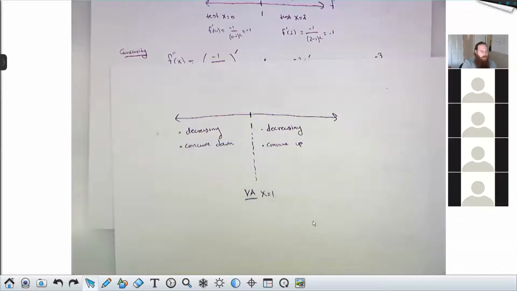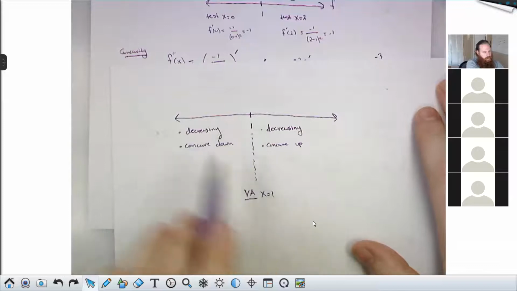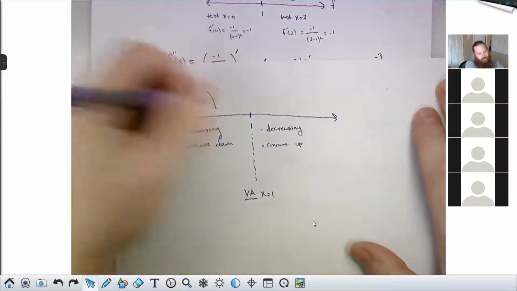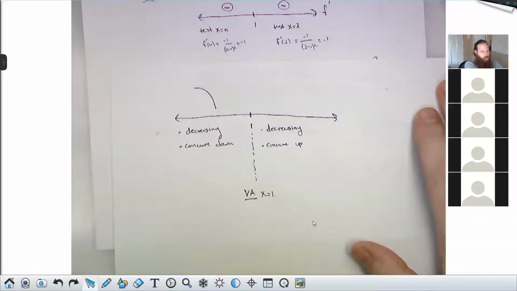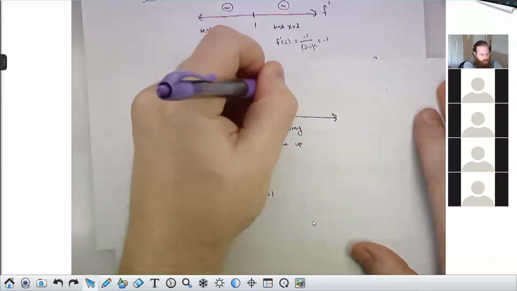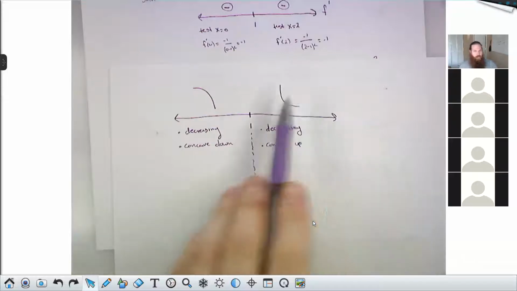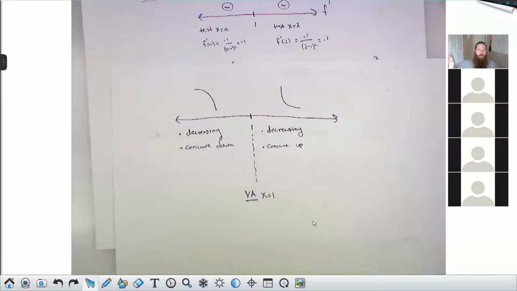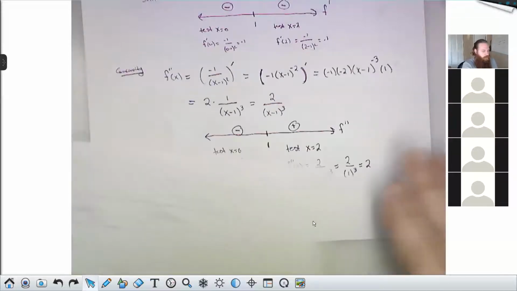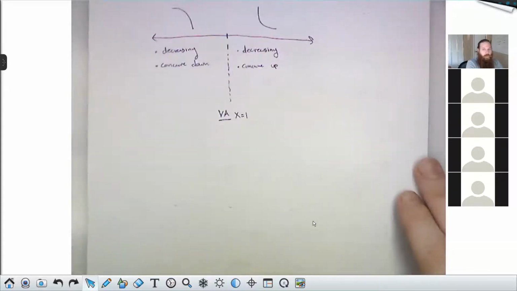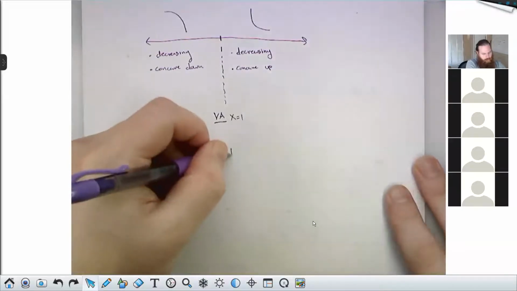The function is undefined. So everywhere to the left of that VA, we're decreasing, concave down. That looks like this. And everywhere to the right of that VA, we're decreasing, concave up. That looks like this. Now, I think I get what you're asking, Sophia. The idea being, oh, well, if I have the shape here, shouldn't that kind of tell me whether we're pointing up or down? Shouldn't that give me the end behavior? And the answer is, for a polynomial, sure. But for a more complicated function, even like this rational function, we need to spend a minute investigating the end behavior in order to get the horizontal asymptote.